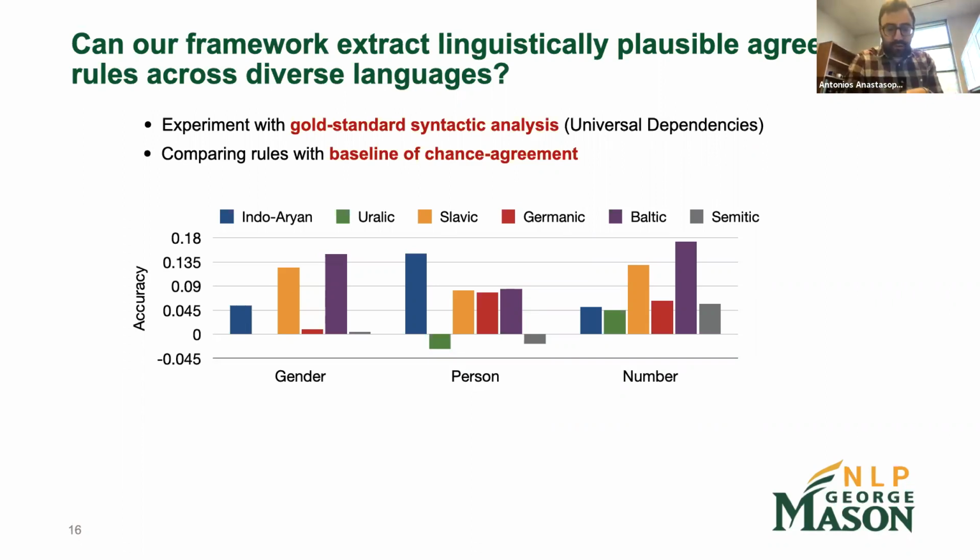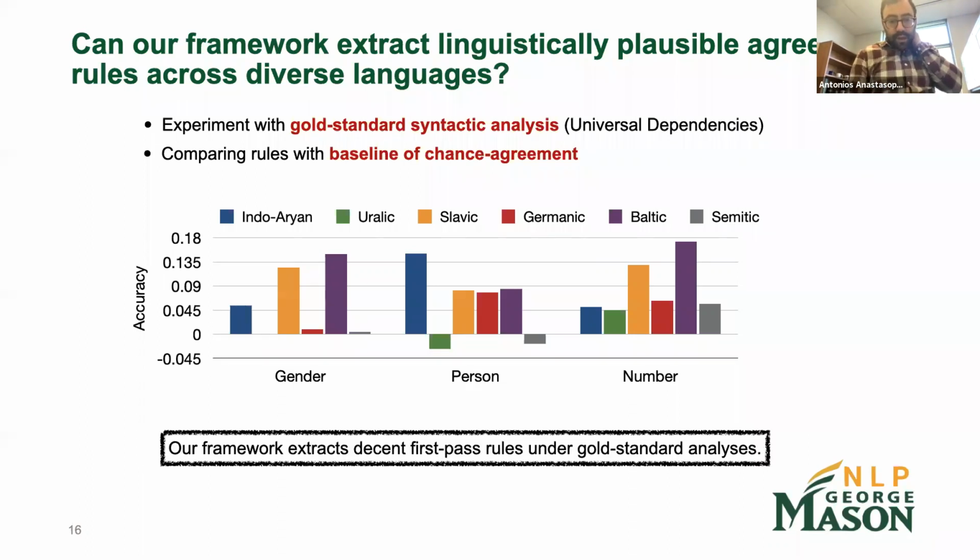And you'll notice that in some cases we do a little worse. So in Uralic languages, we do worse than chance for predicting agreement for persons. But for most of them, we actually do better than chance. And now basically that's the first summary of this work, that our framework extracts decent first pass rules under gold standard analysis. Note here two things: decent, I'm not claiming that I'm able to create a grammar, and two, the second part is under gold standard analysis, right? So here we have gold parsed data.